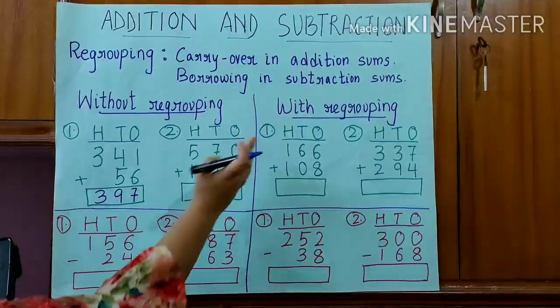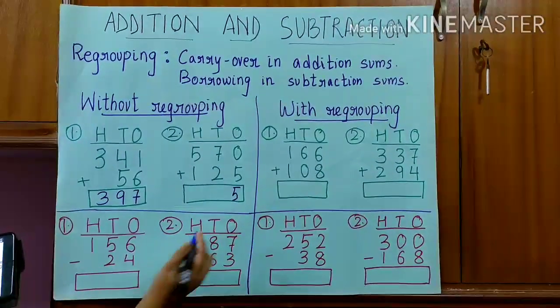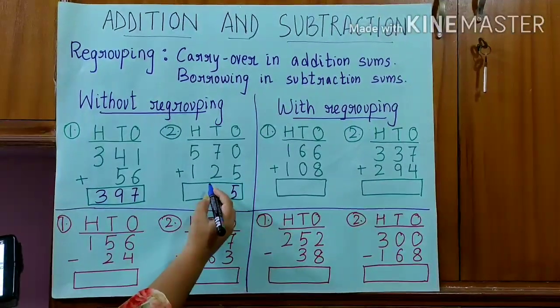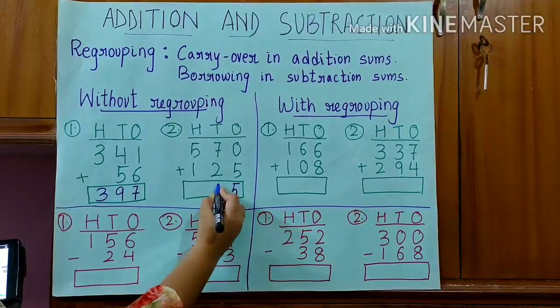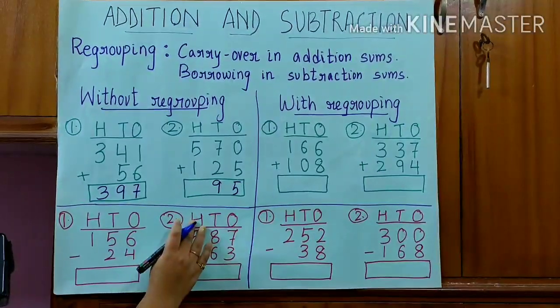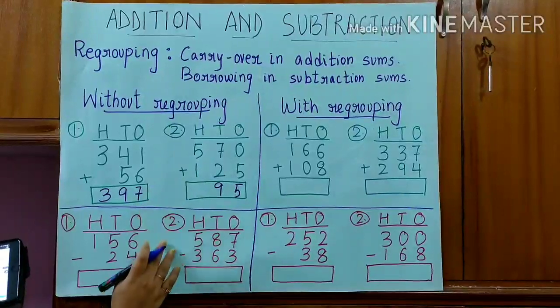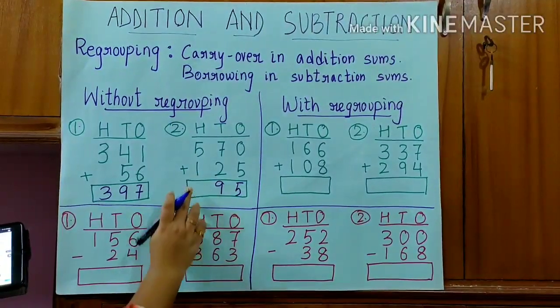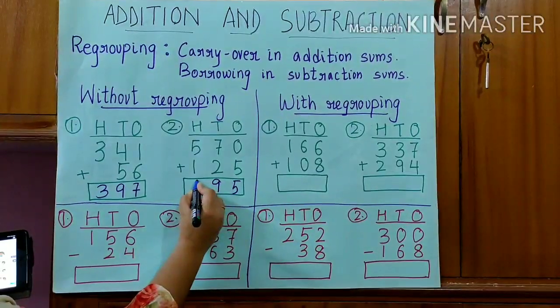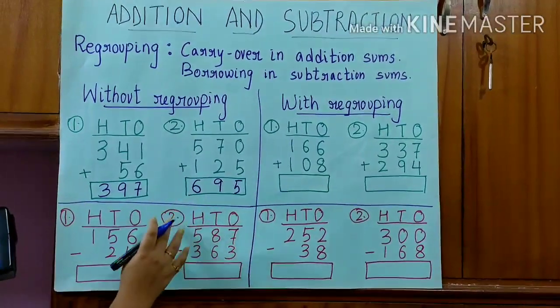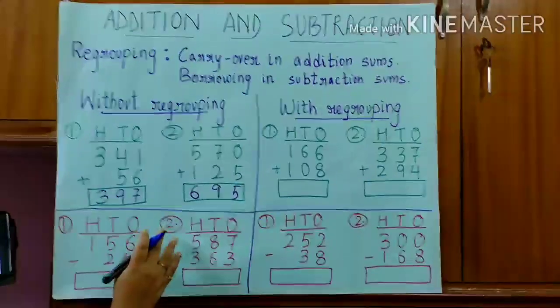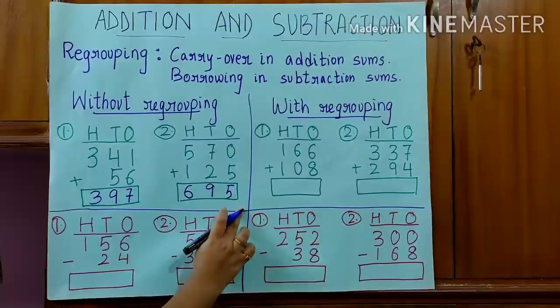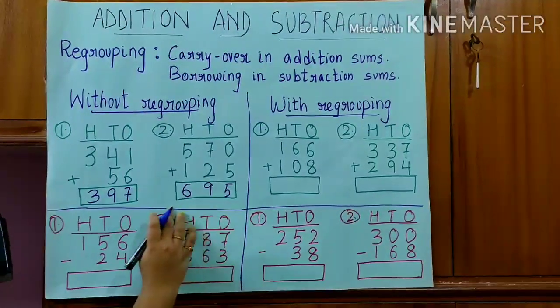And in tens, we'll move on to the tens place, okay? So 7 tens plus 2 tens will give us how much? 9 tens. Very good. Now we'll move on to the hundreds, okay? 5 hundreds plus 100 is equal to how much? 600. Right, children? So, there are total 695 people. They are all at a walkathon.